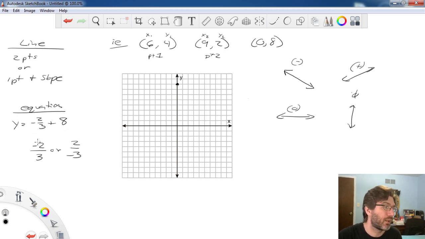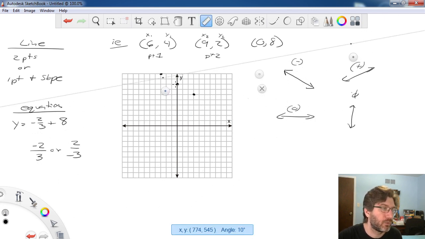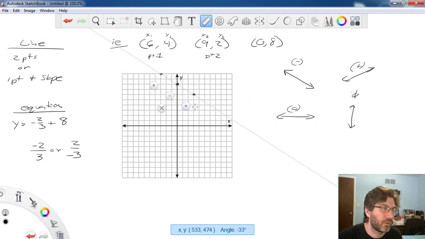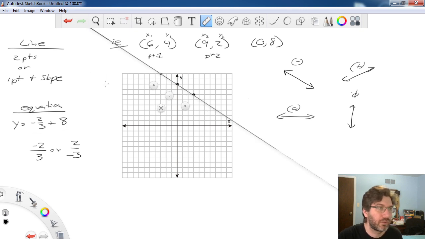So here, if we're looking at it this way, we're going to go down 2 and over 3, which puts another point there. Now you have the 2 points and you can connect them to make your line. If you're looking at it this way, it goes up 2 and over 3, and you'll note that that point would also be in that line. So then we can go ahead and get our ruler out here, connect the dots, and you get your line.